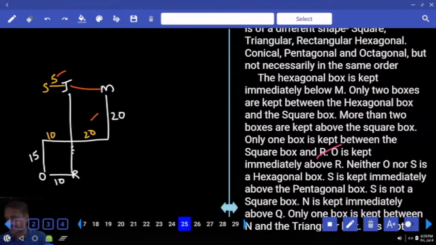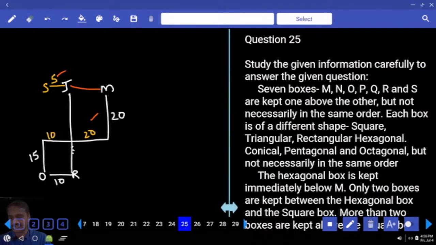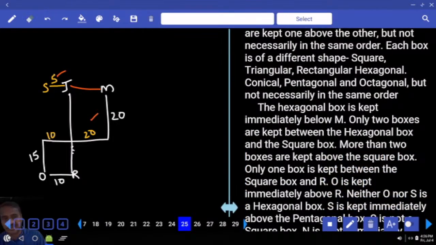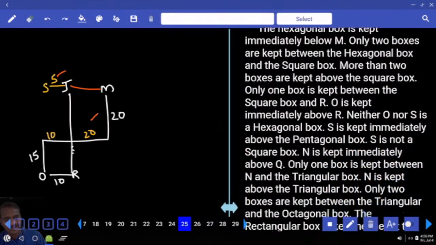Then next one, question 25. Now from 25 onwards, 7 boxes were there. What are those 7 boxes? M, O, P, Q, R and S. They are kept one above the other, but not necessarily in the same order. Each box is of a different shape. 7 different shapes were given.